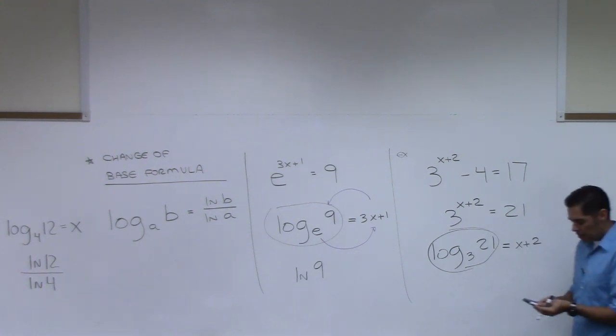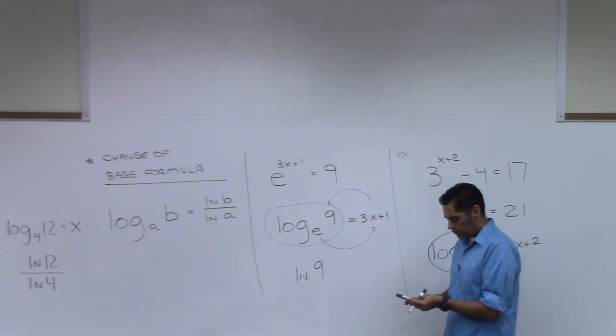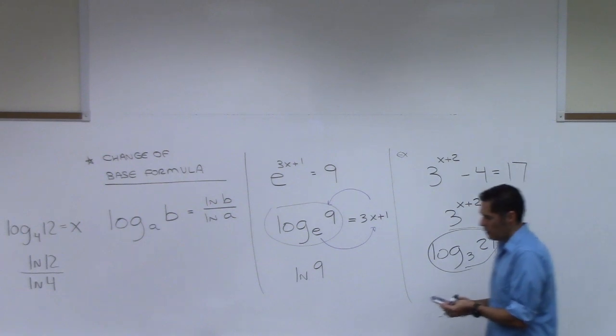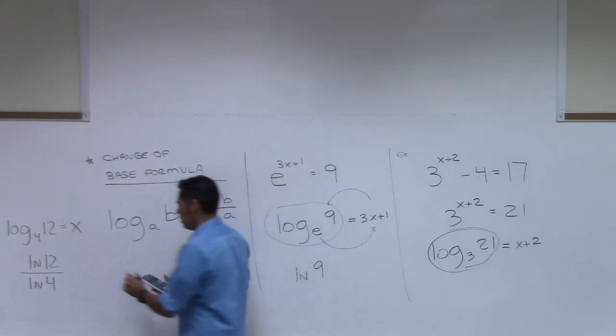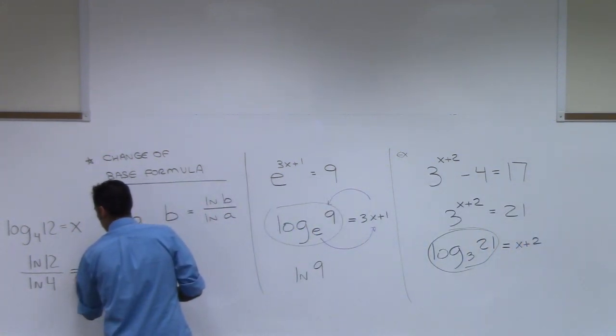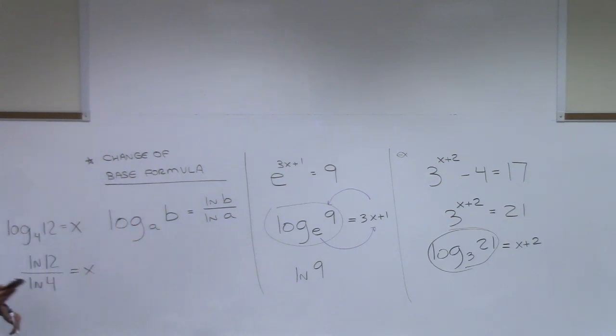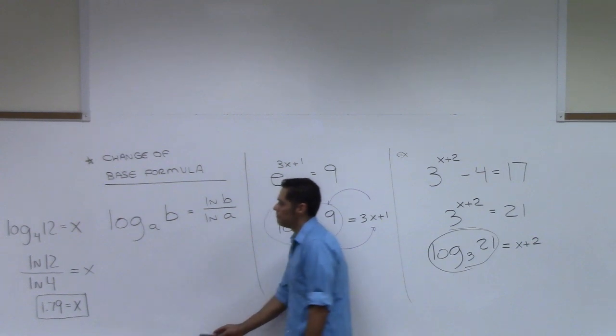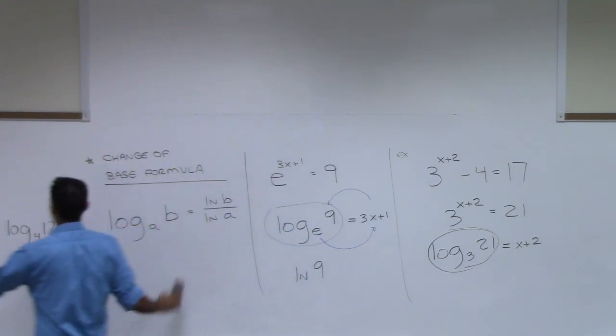So I'm going to tell you what the answer is here. I'm getting, so this should be equal to x. I'm getting 1.7924 something, right? So 1.79 equals x, and I'm going to box the answer. I'm going to put the change of base formula over here.